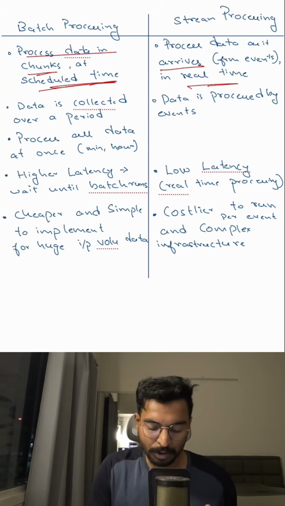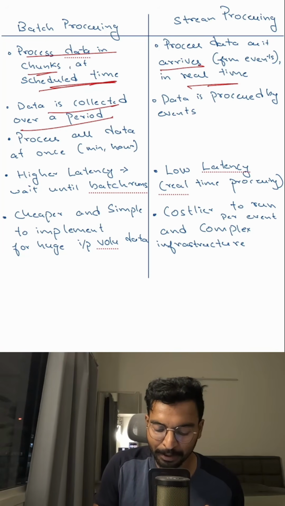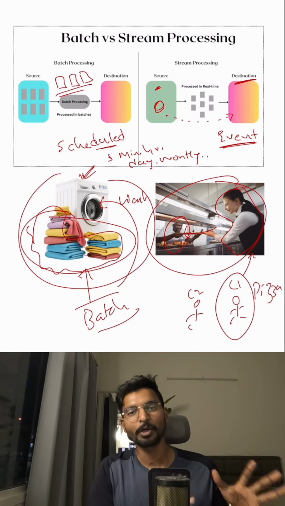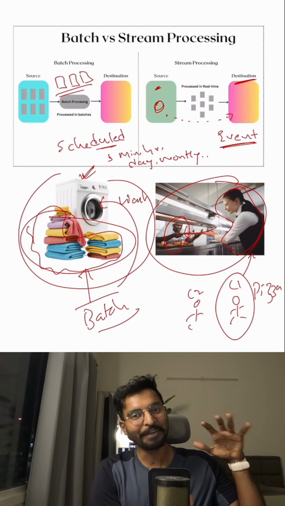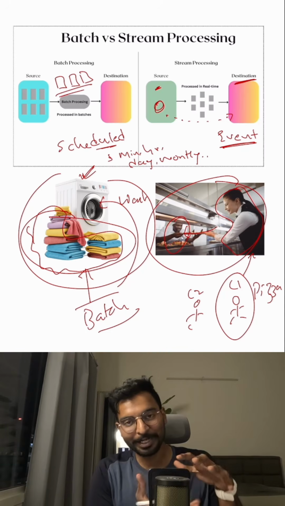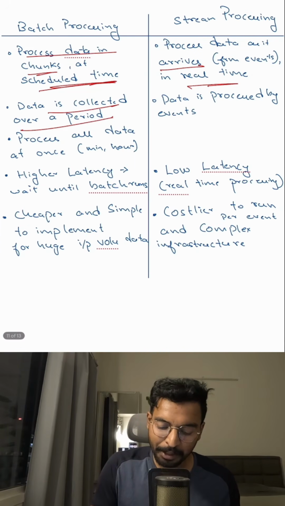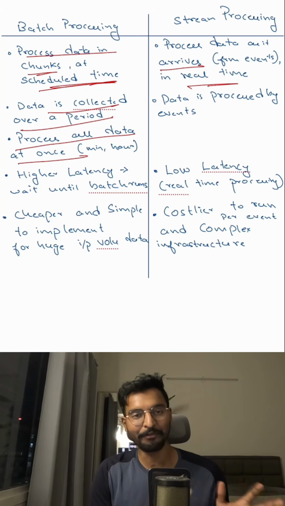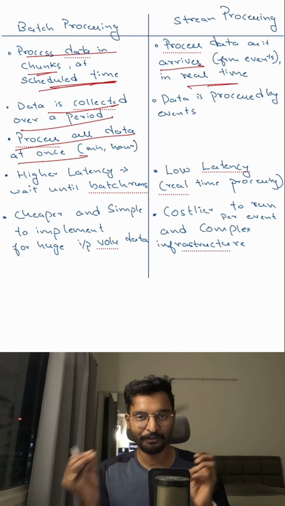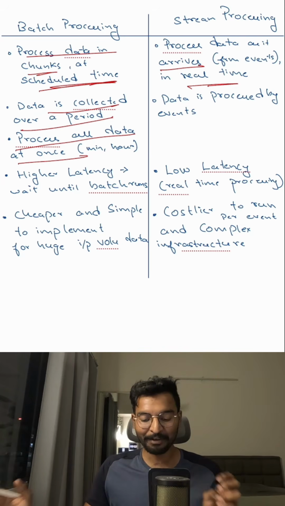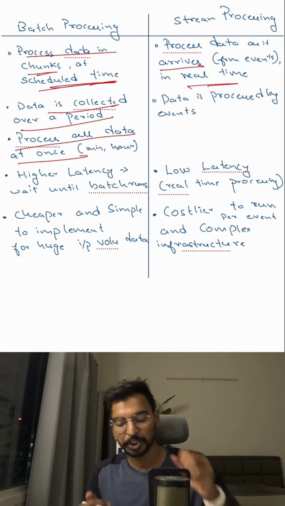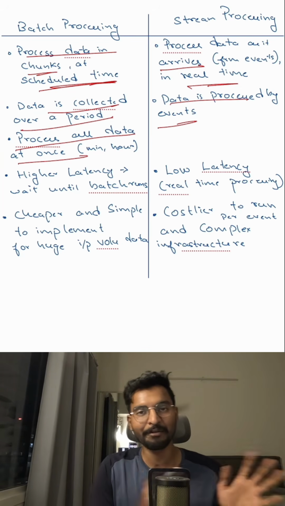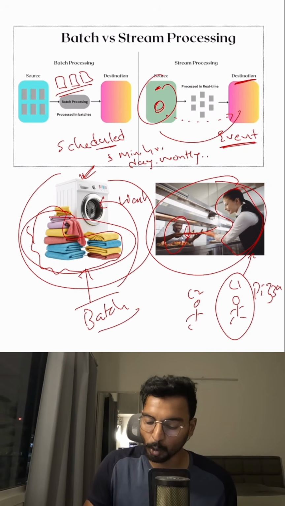In batch processing, the data is collected over a period. As in the dirty clothes example, we accumulate the dirty clothes over a period. Only then, at the optimal point, we put them inside the washing machine. Here we process all the data at once, right? We don't process the data one by one whenever it is available. Rather, it is processed as a batch. Whereas in the stream, it is processed based on the event, from the source to the destination, in real time.